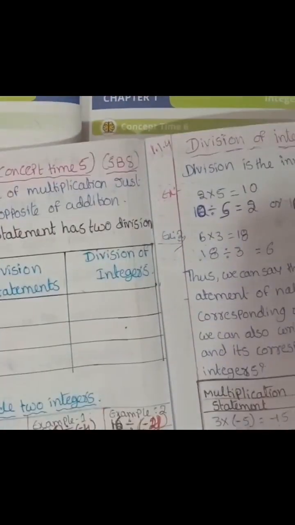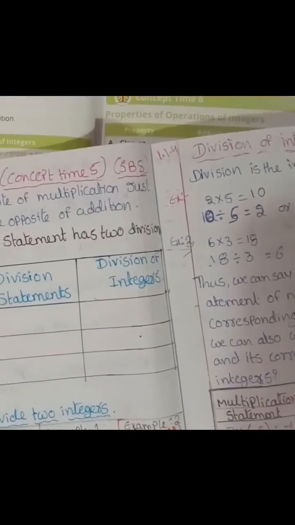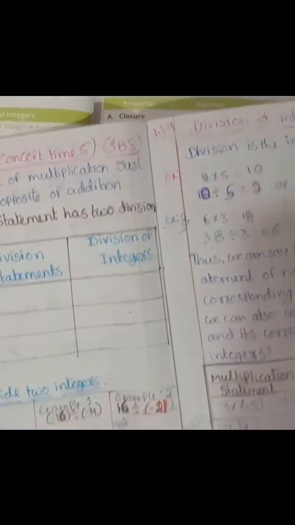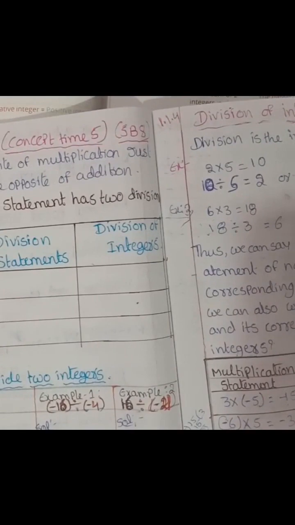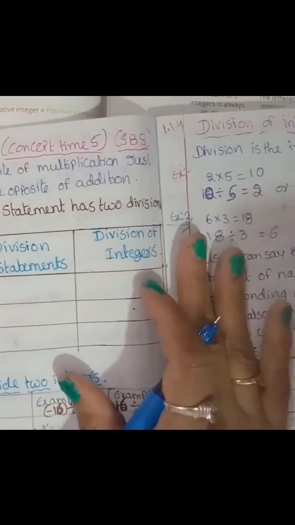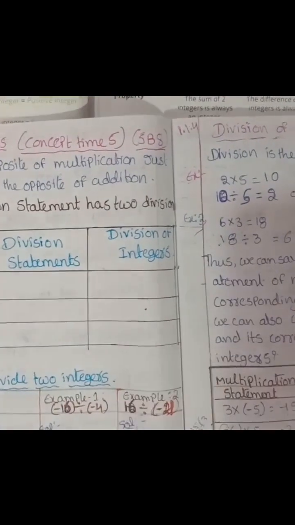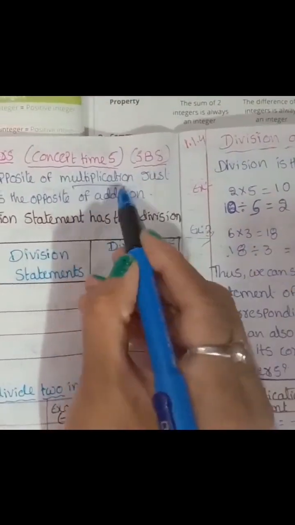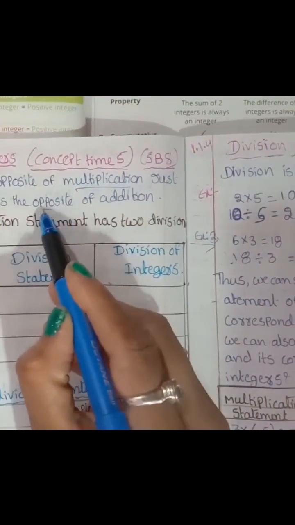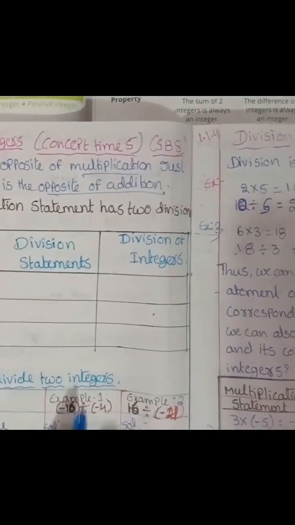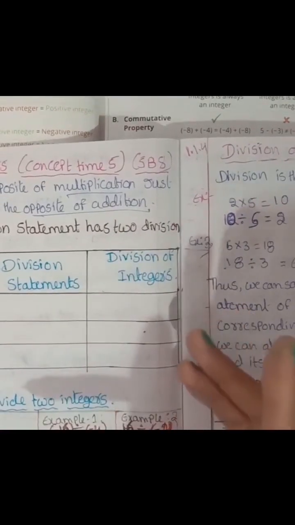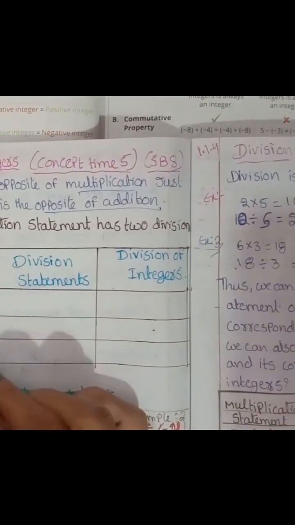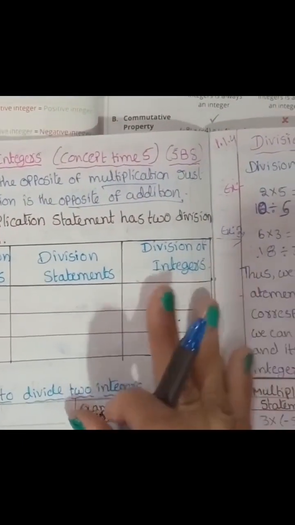You already know that division is the opposite of multiplication, just as subtraction is the opposite of addition. That's why the opposite of multiplication is division. First, each multiplication statement has two division statements. You already know multiplication statement and division statement.